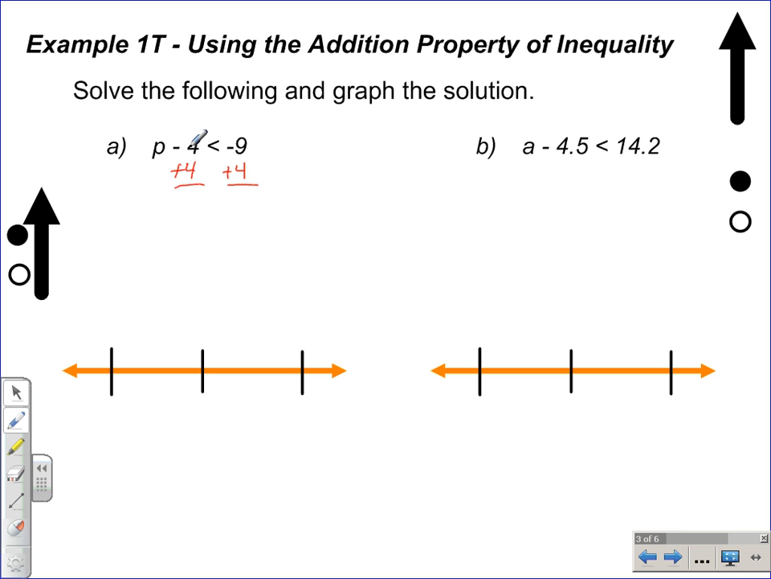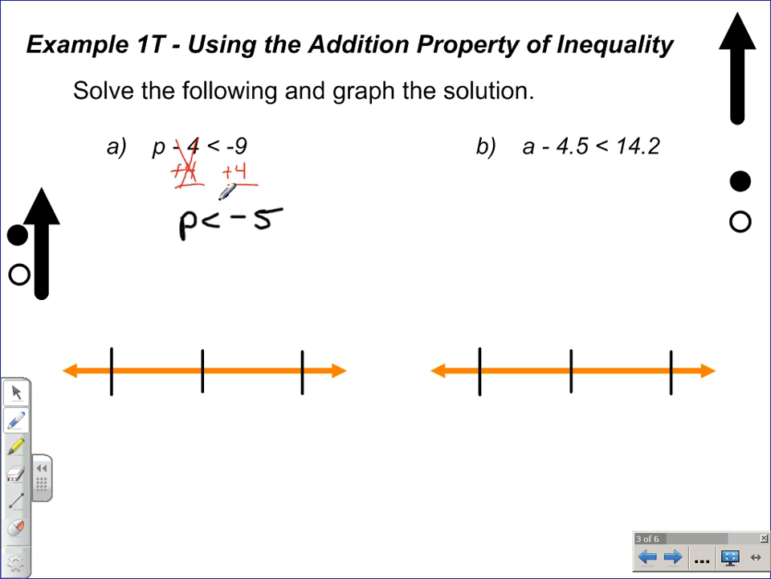When we add 4 to both sides, the minus 4 and the plus 4 go away because they're opposites, and that leaves us with p on the left of the inequality. So I write p is less than, and then I simplify the math over here. Negative 9 plus 4 gives negative 5. So our solution reads p is less than negative 5.